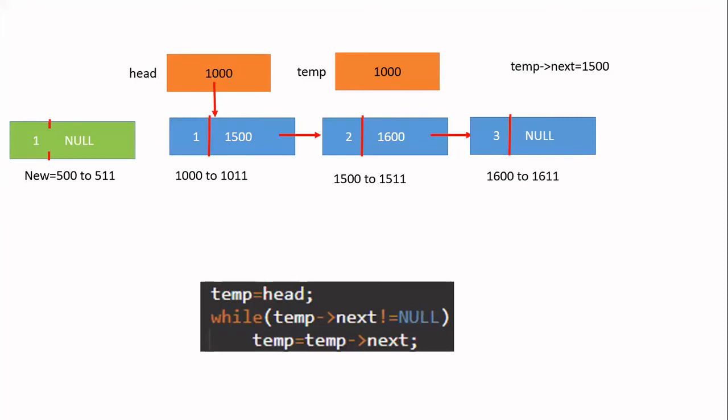Let it be temp. In that temp, you copy whatever is the value of this head. You copy that and store it here also. So now temp is going to contain the starting address of the linked list. Since I'm copying from the head, it is going to contain the starting address of the linked list. So I am writing temp is equal to head.